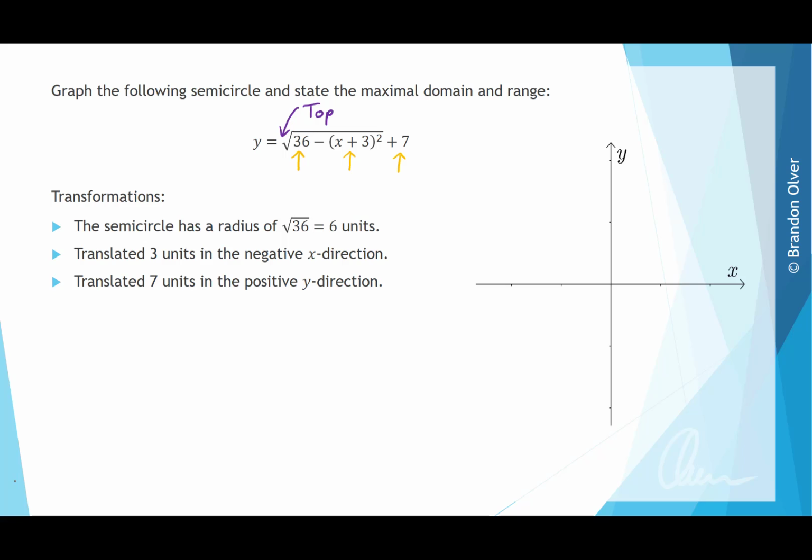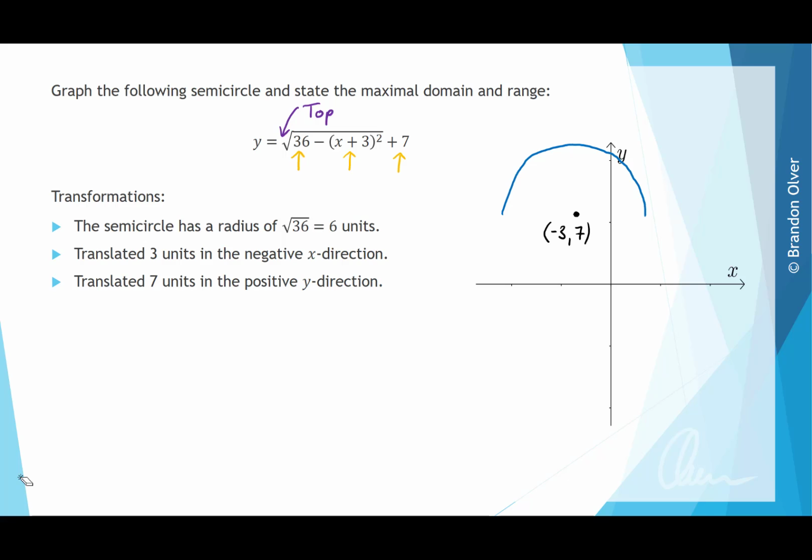So because of the translation of 3 units in the negative x direction and 7 units in the positive y direction, we know that the middle of our semicircle occurs here, and that is at (-3, 7). And because we have the positive half, or the top half of the semicircle, we don't have any x-intercepts. So our semicircle is going to go somewhere here.